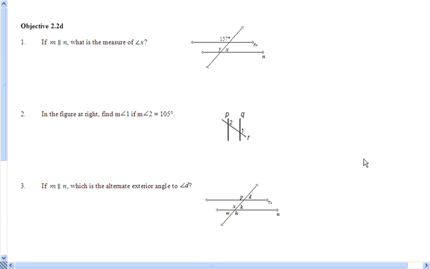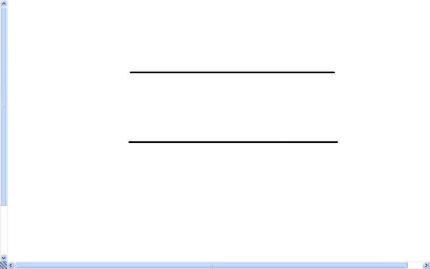I'm going to add a page, go to the next one, and create a situation here. So let's say we have this line and another line that's parallel to it. These marks mean they're parallel, and then let's say we have one more line that crosses those. It can be any line, let's say right there. Okay, now when we do that, we have a couple things going on in here.